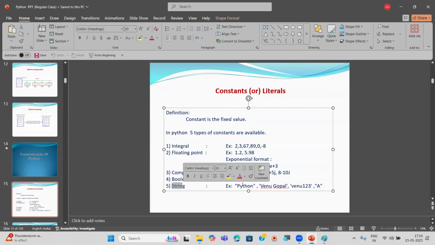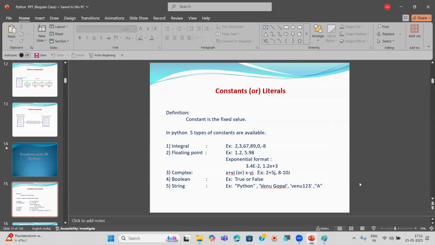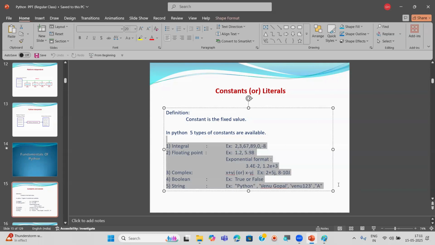Next, string. String means a sequence of characters that we can represent within a pair of double quotes or single quotes. Here, a character can be an alphabet, uppercase, lowercase, maybe digits, maybe any other symbol also. So string means a sequence of characters, that's it. In Python, we can represent it within a pair of single quotes or double quotes. So these are the 5 types of basic constants in Python.